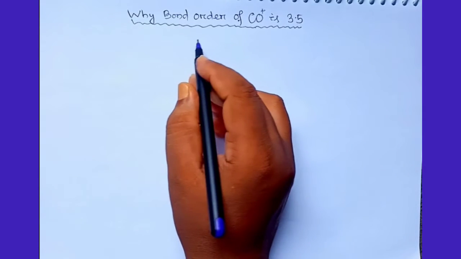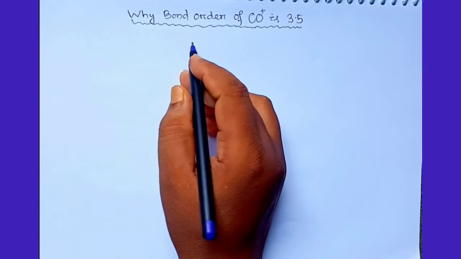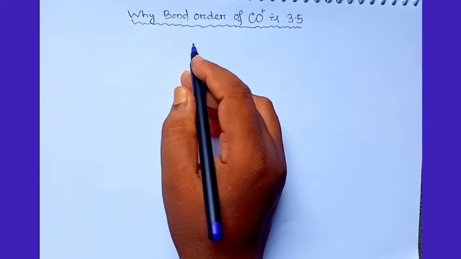Good morning, friends. Today we will describe why the bond order of CO plus is 3.5.